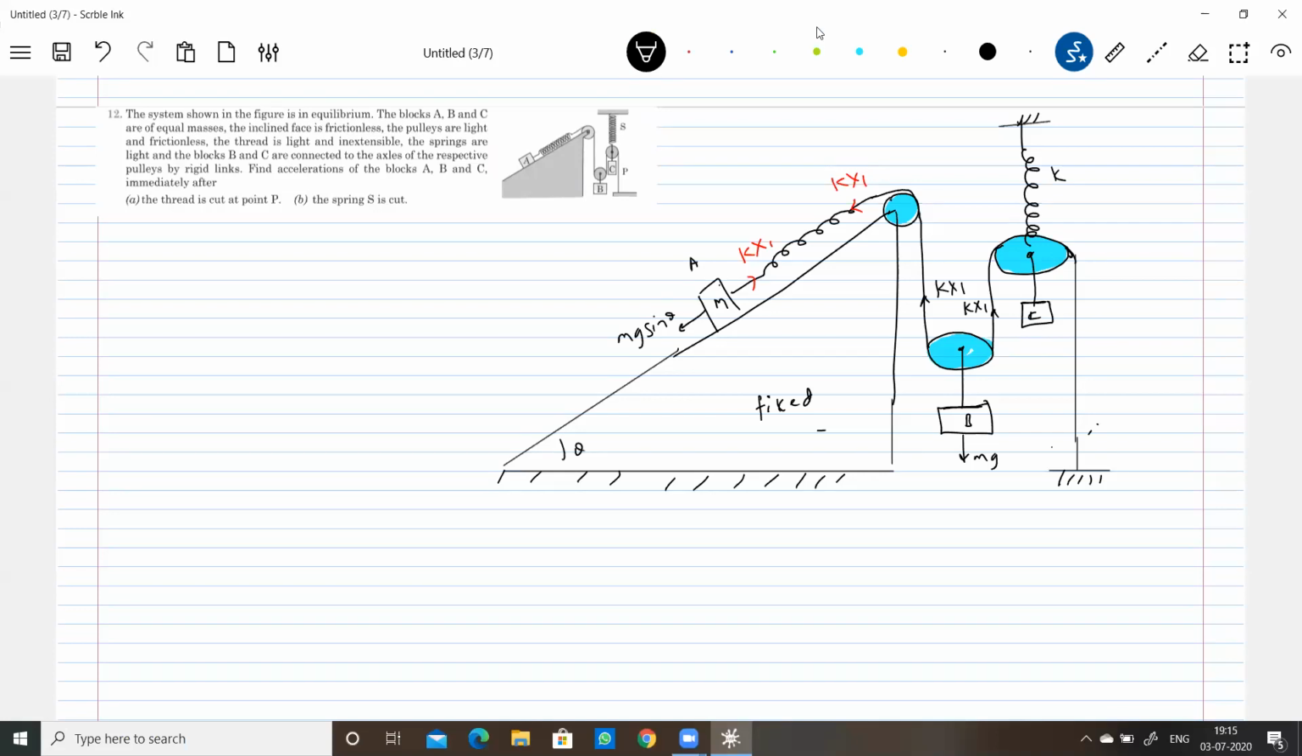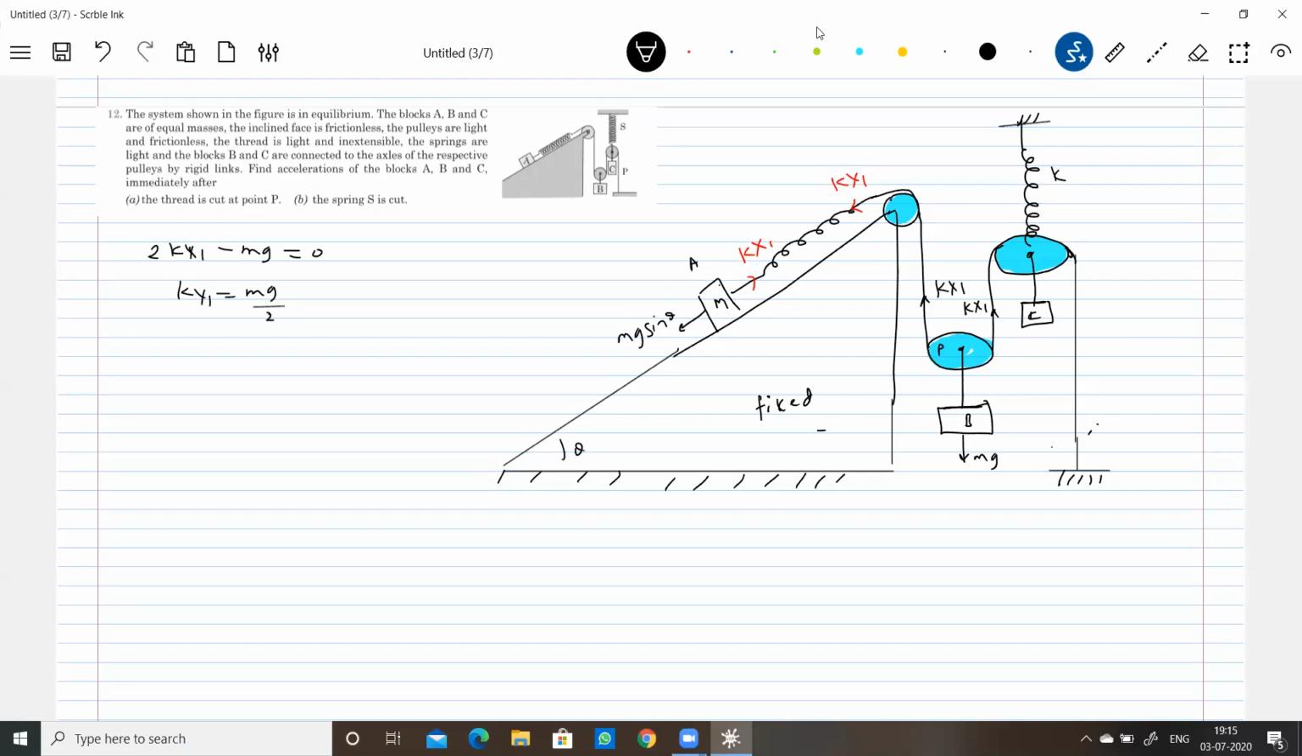So there's the condition. Now with this, can you say anything about 2kx1 equal to mg, no? So from sin theta, 2kx1 minus mg equal to 0. So kx1 equals mg by 2. This is for pulley P1, I'll write it.